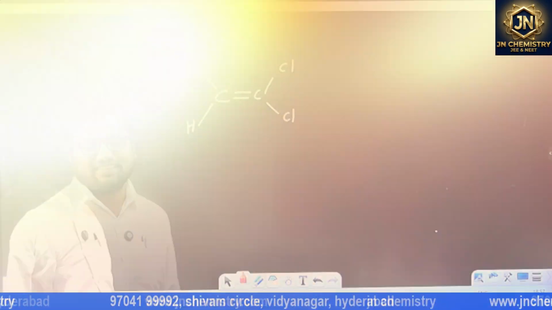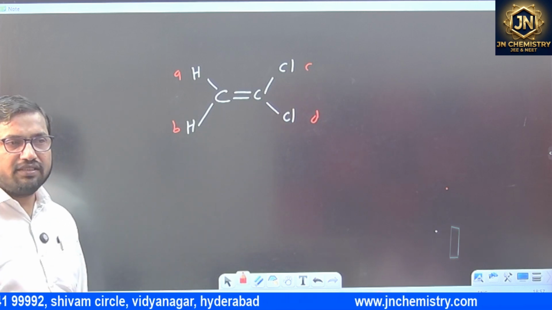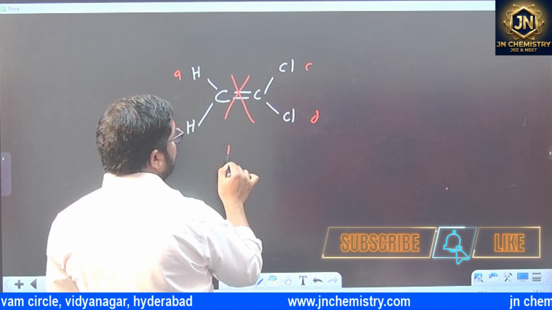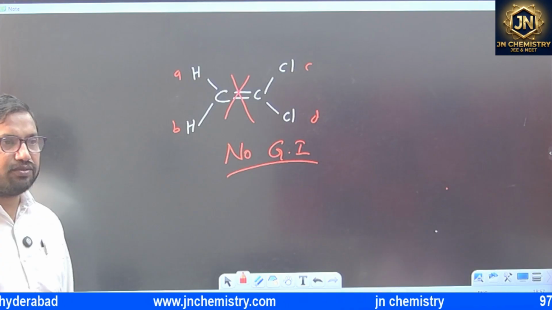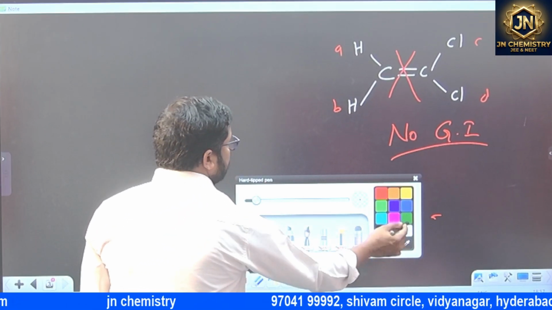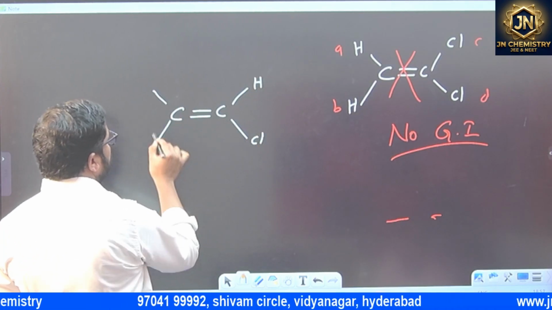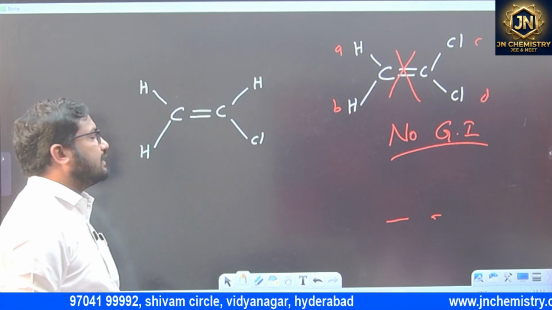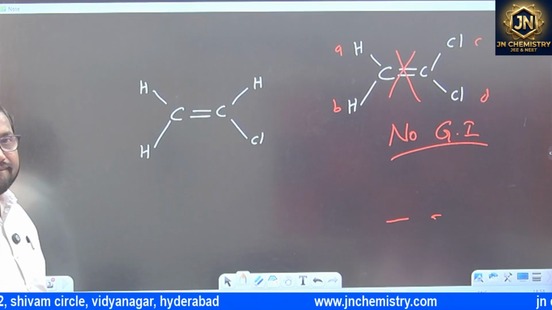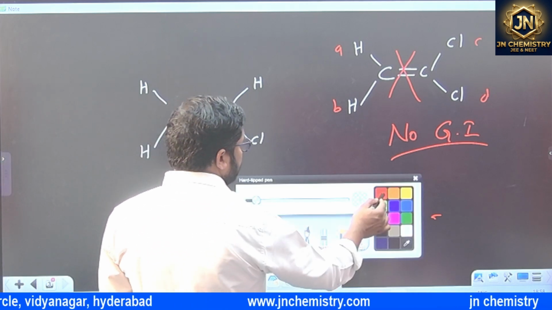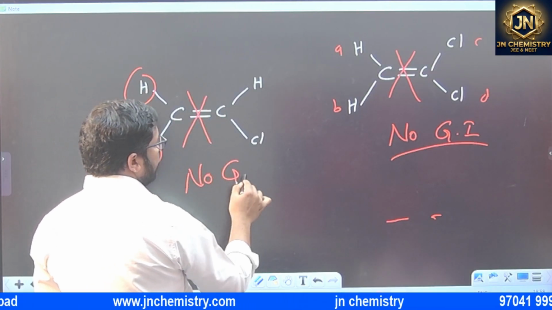Is this cis or trans? So this is A and this is B, C, D, right? I told you if A is equal to B or C is equal to D, there is no geometrical isomerism. It won't show geometrical isomerism. Write it down. For example, try to understand. Hydrogen, chlorine, hydrogen. Is this cis or trans? Anyone? Does it show geometrical isomerism? A is equal to B, so no geometrical isomerism.